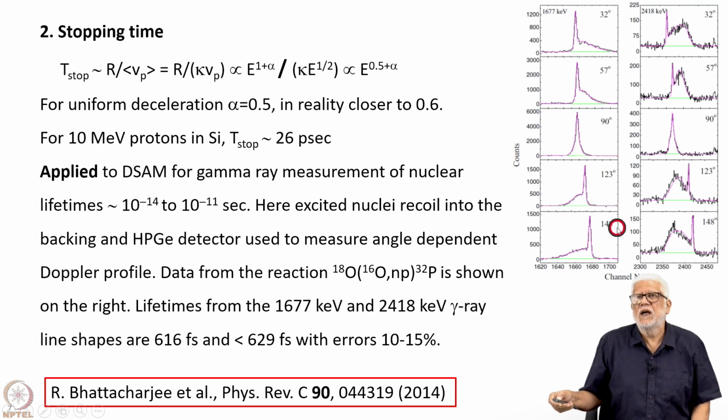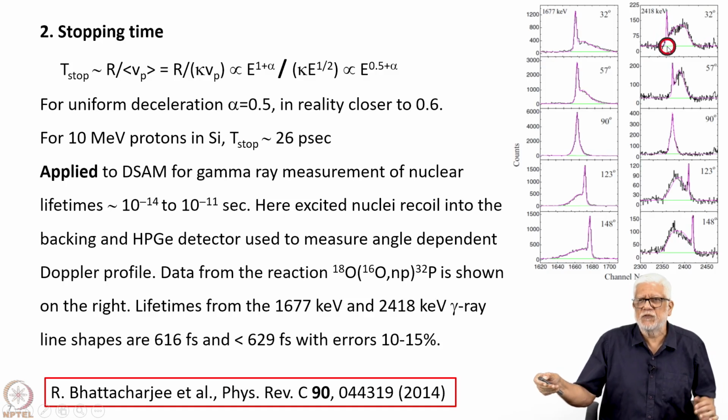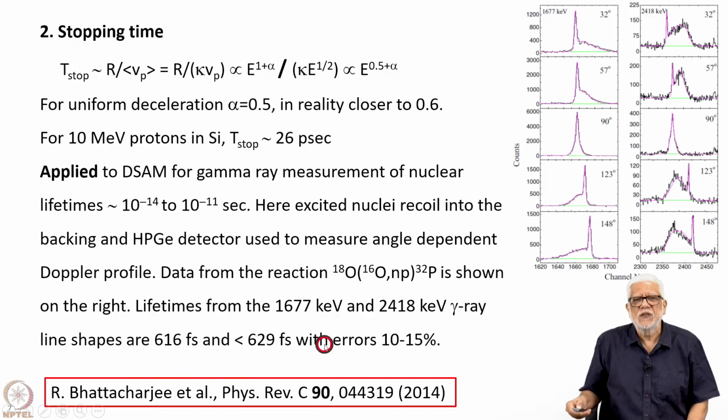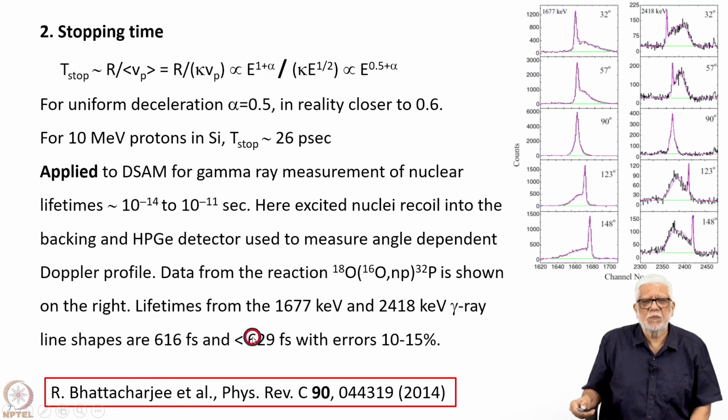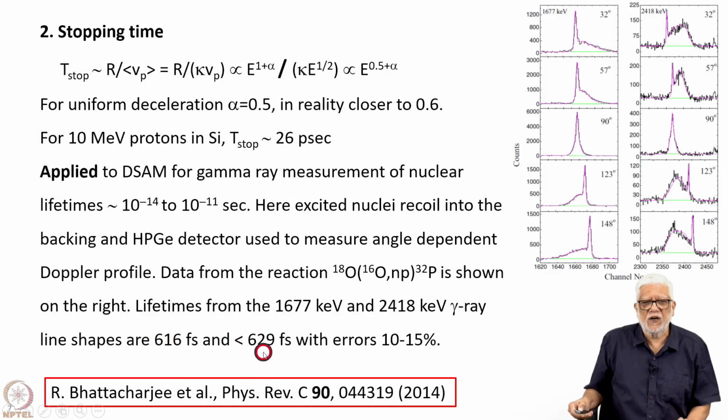Okay, this is shown for one transition, and this is shown for another transition here, and of course, you can see that the lifetime here obviously is shorter than the lifetime here, because you see much more of these Doppler shifted photons as compared to photons emitted by the stopped recoil. This is the reference. So, from this data, for instance, it was shown that the lifetime of this one is 616, but because of errors and so on, there is only an upper limit on this particular lifetime. It could be very short, it could be of the order of even 100 femtoseconds and so on. And these are the error bars, 10 to 15%.